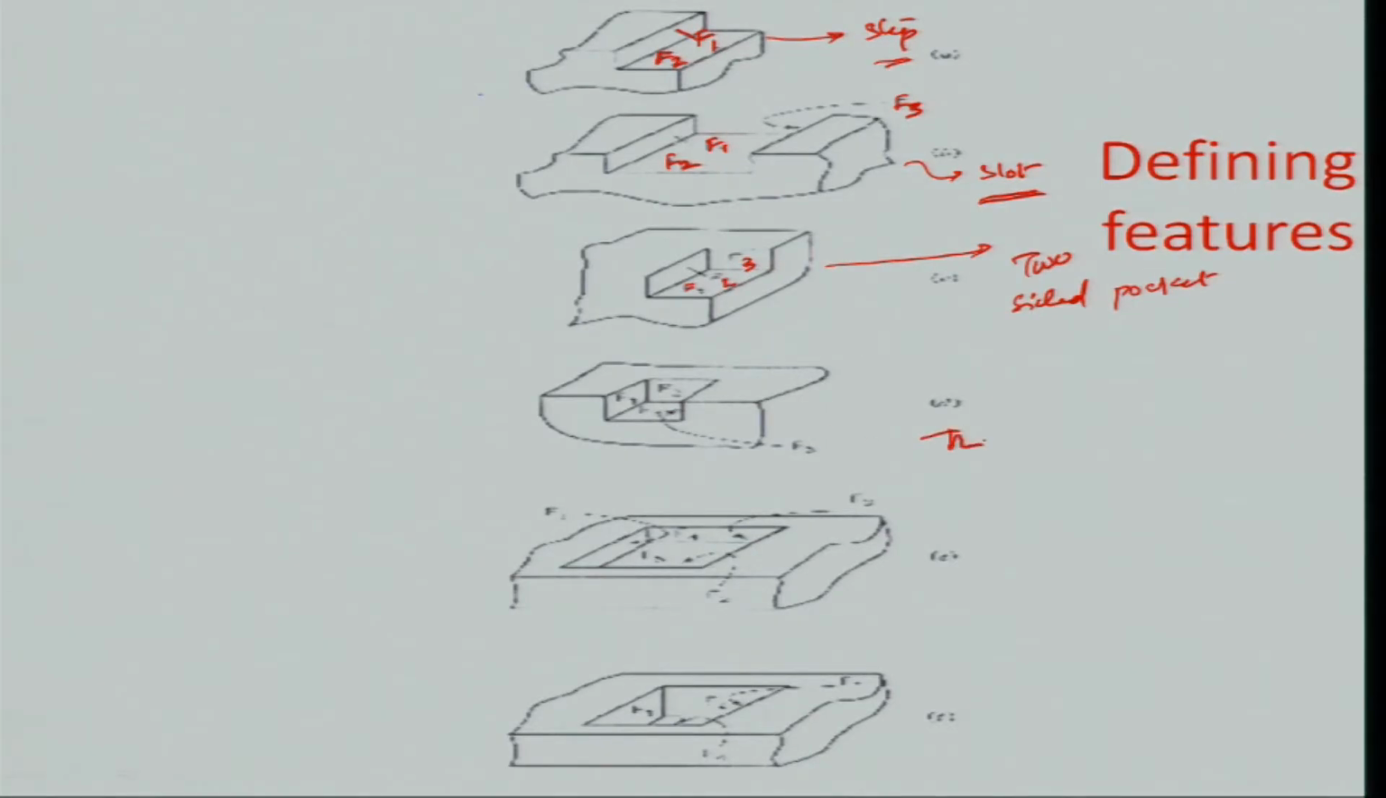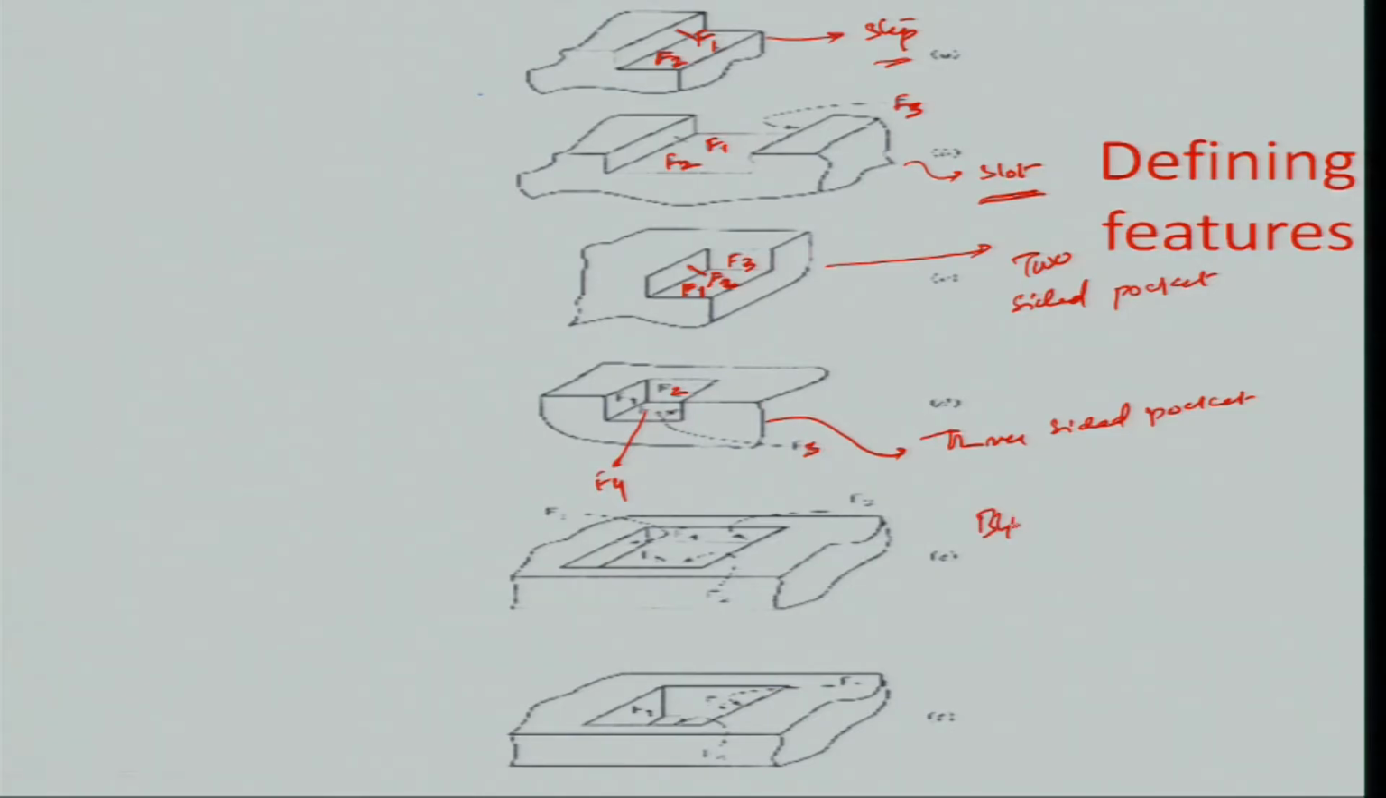Similarly you have a 3-sided pocket. The faces involved in this 2-sided pocket are F1, F2, and F3, right. This F2 is this particular face. Similarly you have a 3-sided pocket which comprises 4 faces: F1, F2, probably another face F3 here, and a face here F4.